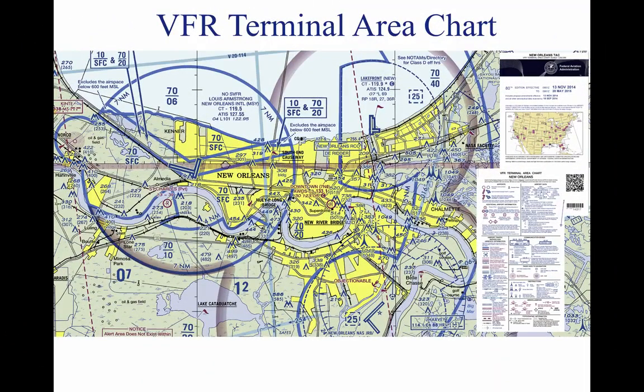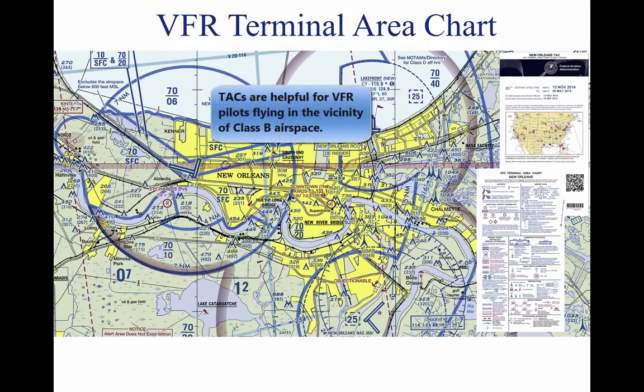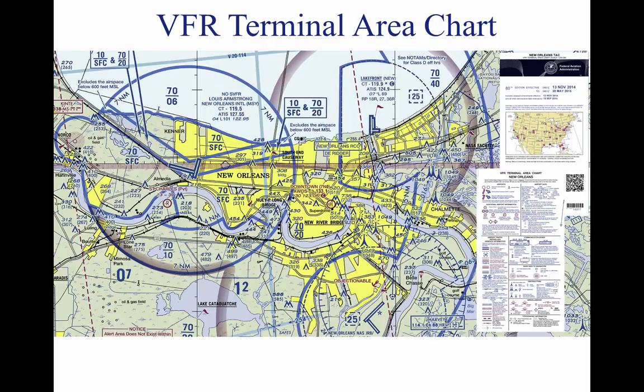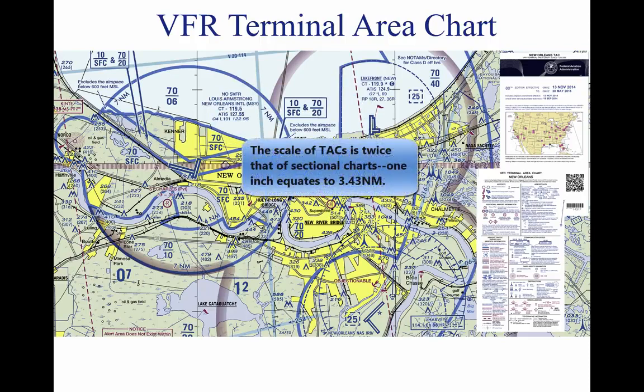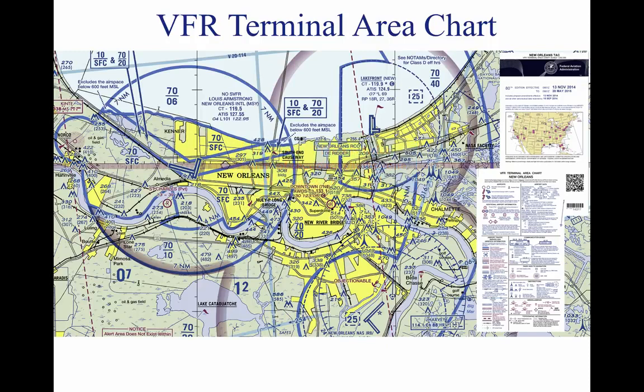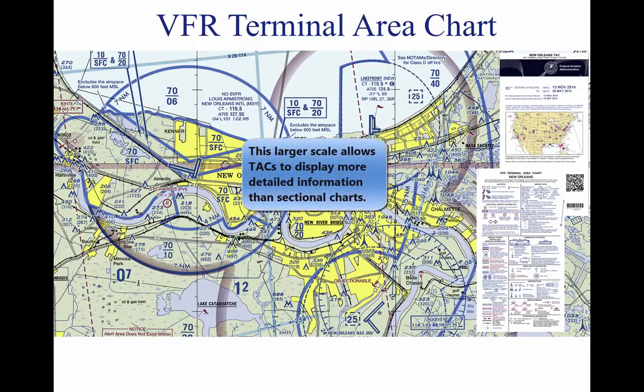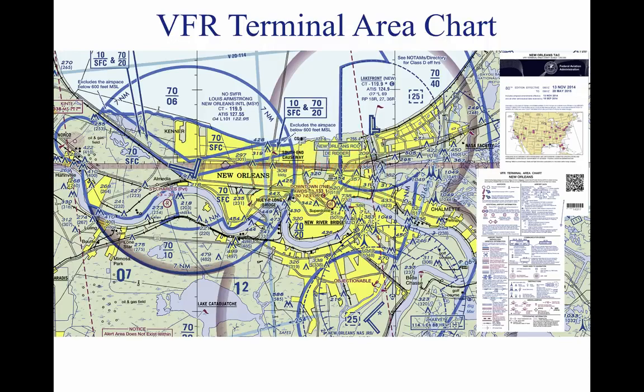VFR terminal area charts are helpful when flying in or near Class B airspace. They have a scale of 1 to 250,000. 1 inch equals 3.43 nautical miles, or approximately 4 statute miles. These charts provide a more detailed display of topographical information and are revised semi-annually, except for several Alaskan and Caribbean charts.